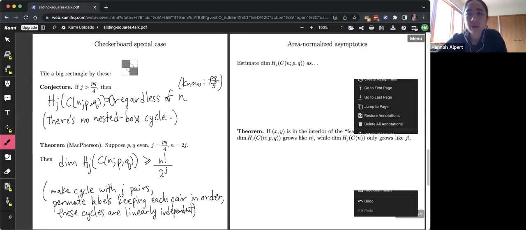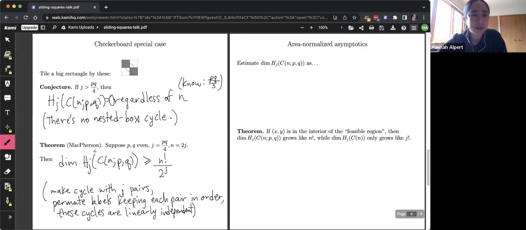So our theorem is a generalization of this estimate, this lower bound on dimension of homology for the picture with the checkerboard rectangle. It's an asymptotic result. We're looking at dimension where you have these 4 different parameters: the degree of homology, number of pieces, and the dimensions of the rectangle. And you want to know what happens when they're all going to infinity.